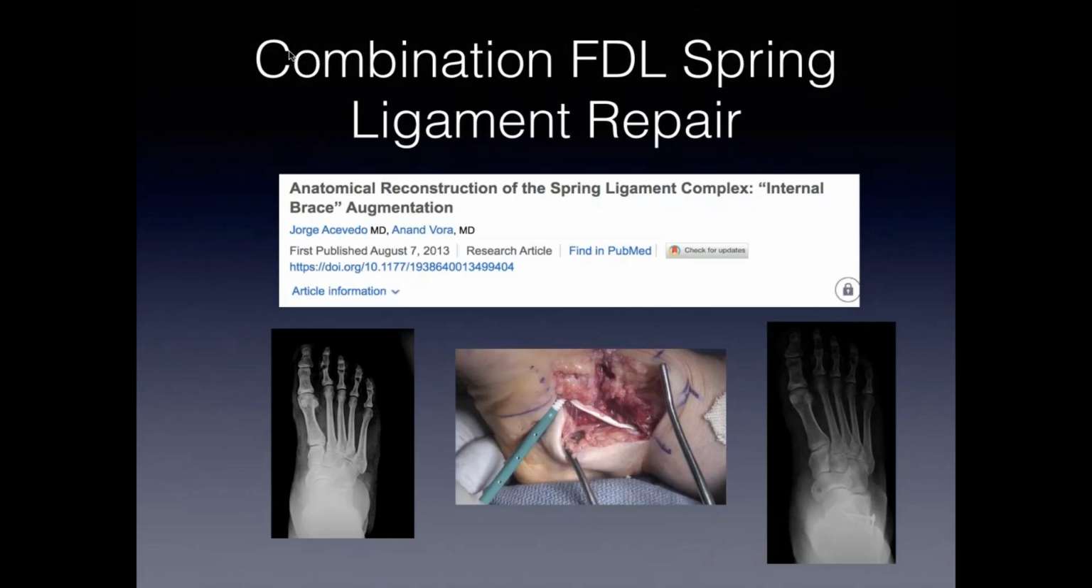And this is an interesting article to read, and they published extensively on this, and they've done hundreds of flat feet with this technique. But what they did see was that they were able to spare the medial column using soft tissue procedures.